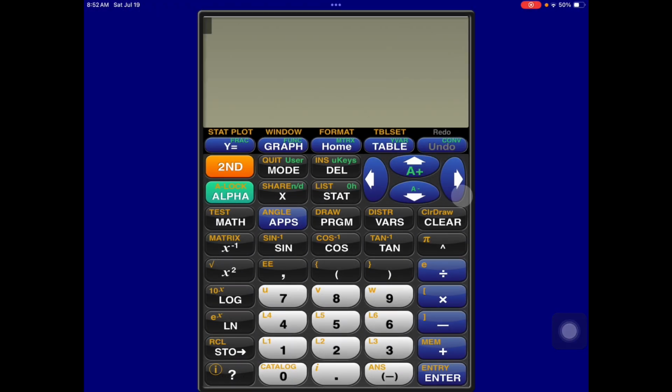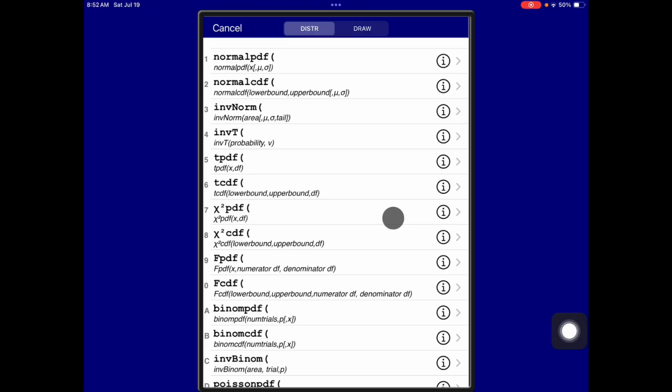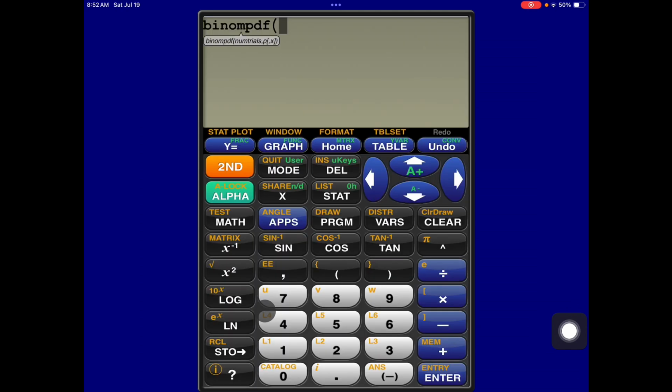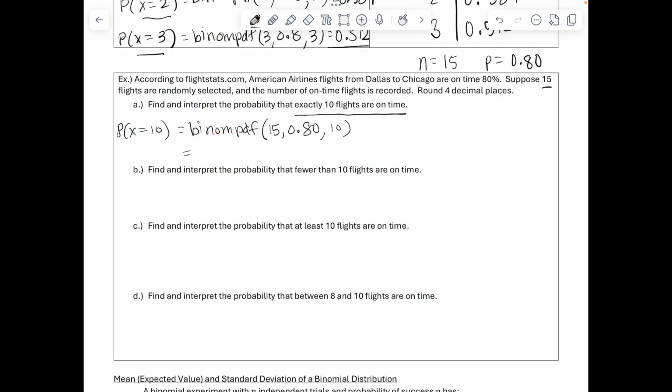On the graphing calculator, we're going to go to second, vars, Binom PDF. Our n value is 15, comma, our probability is 0.8, comma, and then our x value for this one is 10. Close your parentheses, select enter, and then round your probability correctly to 4 decimal places. From the graphing calculator, we get an answer rounding 4 decimal places to 0.1032.